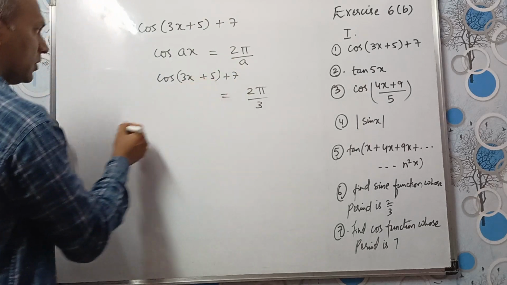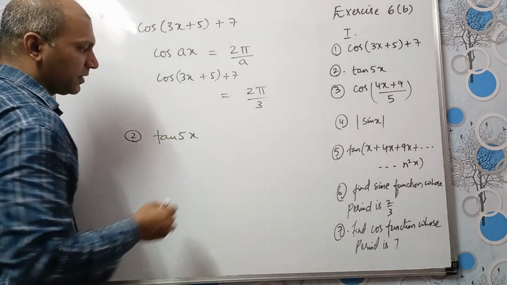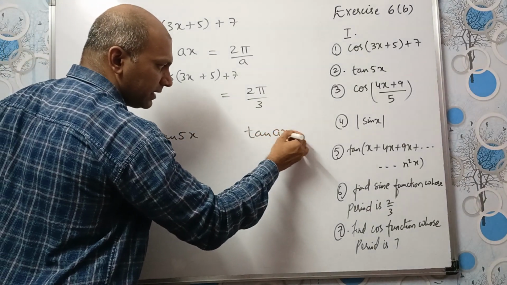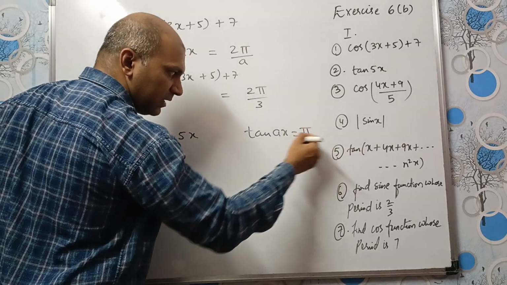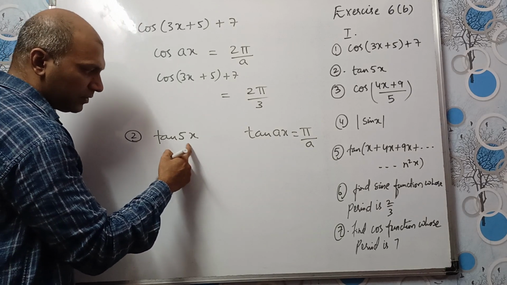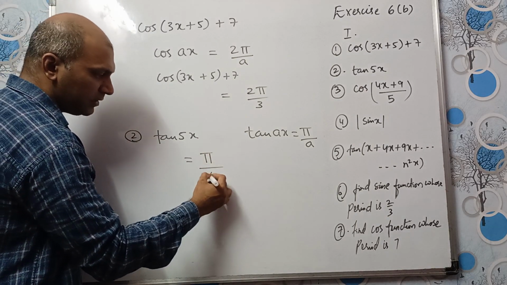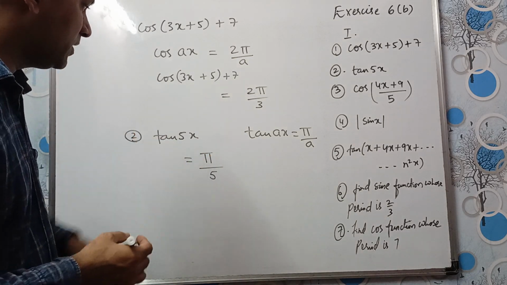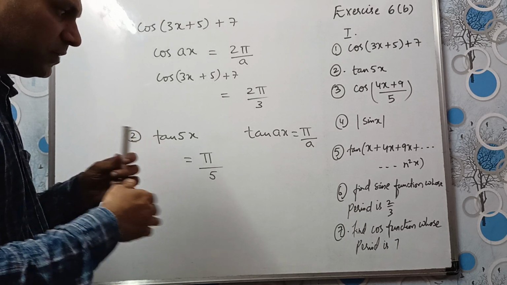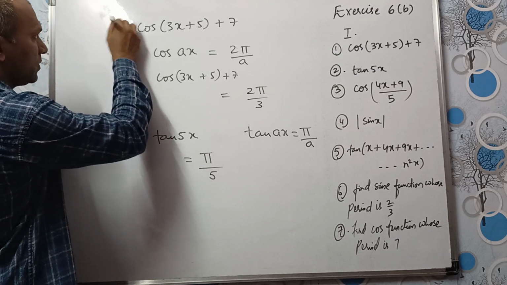So now what about the second one? Tan 5x. Just now we have studied that the period of tan ax is the general period of tan, that is pi, divided by this a, pi by a. So the period of tan 5x will be equal to how much? The general period, that is pi, divided by 5. So pi by 5 will be the period of tan 5x. Period means the function will repeat itself after that period of time.